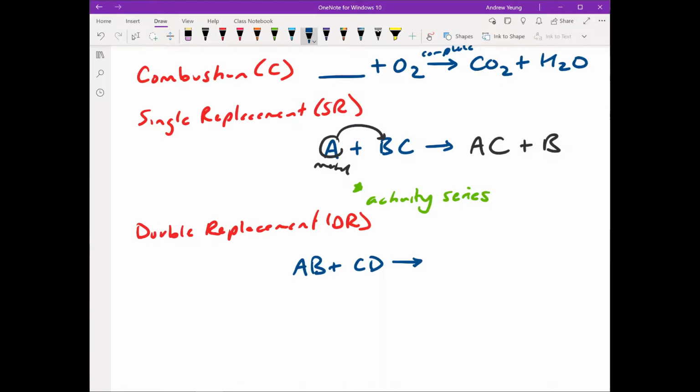Just make sure after you do the replacement, every compound should have one metal portion, one non-metal portion. So A is going to be bonded with D, AD, and then C is the metal, so C comes first, and CB. We're going to get that alternate combination there.